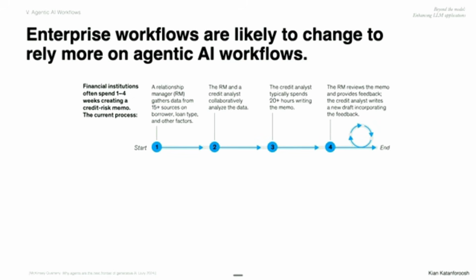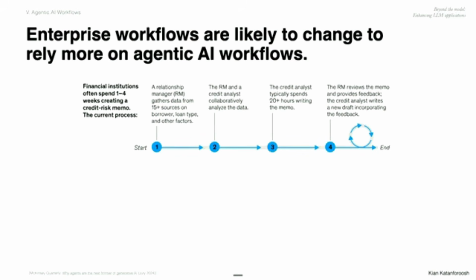Then the credit analyst typically spends 20 hours or more writing a memo, and then goes back to the relationship manager. They give feedback, and then they go through this loop again and again. And it takes a long time to get a credit memo out.